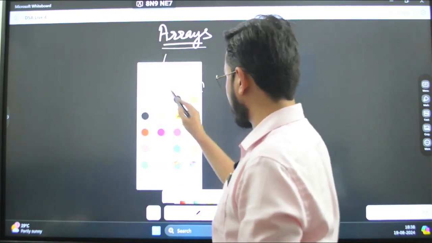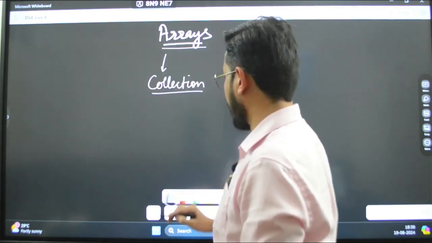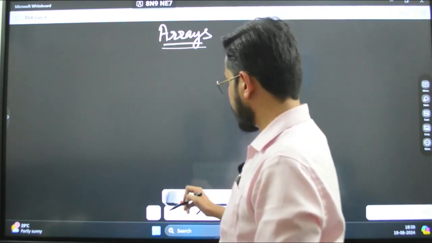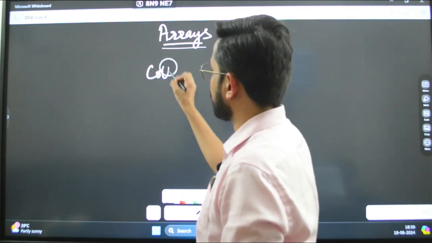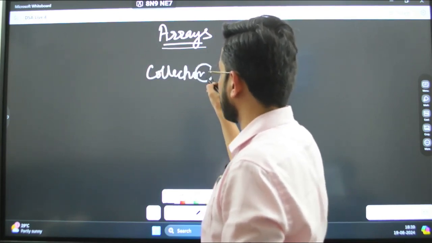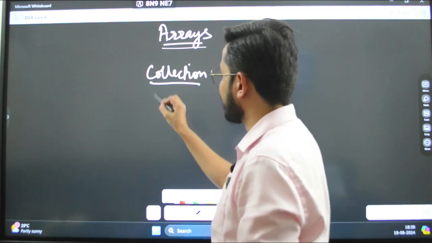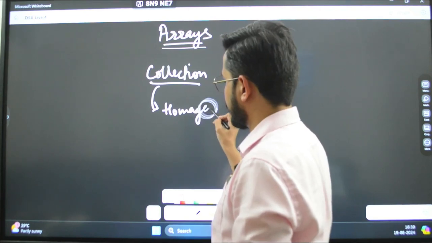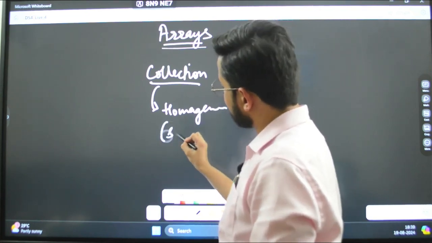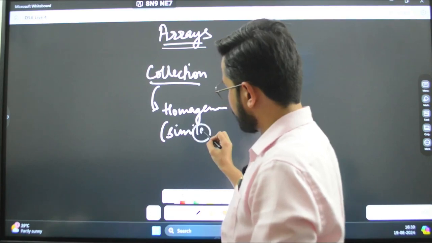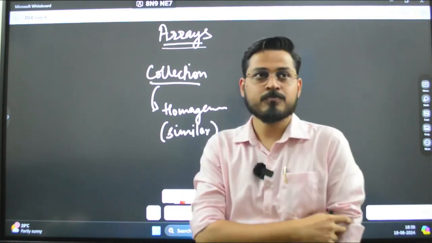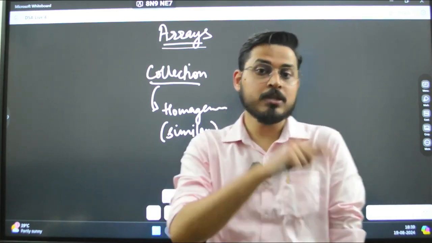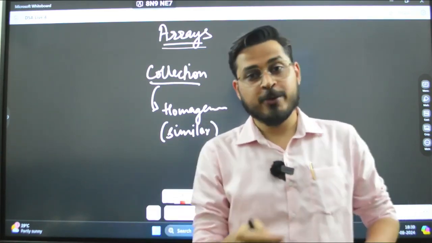Now it will be fine. An array is a collection. A collection of what? Homogeneous or similar type of data. An array is a homogeneous collection of data, or a similar set of data grouped together.